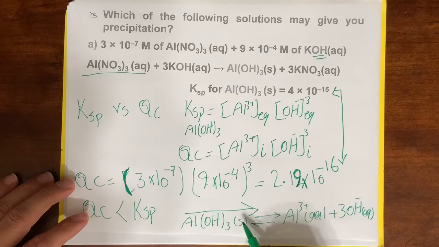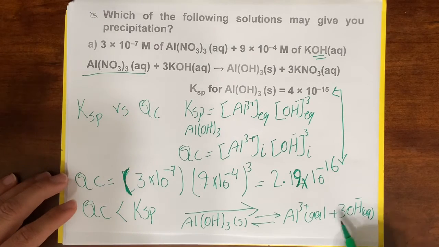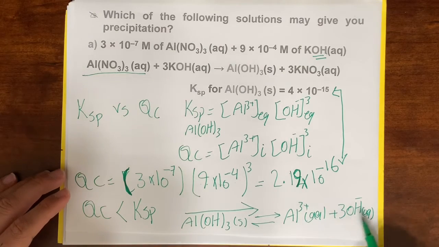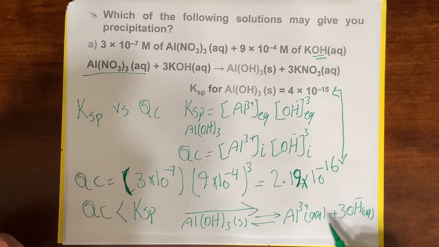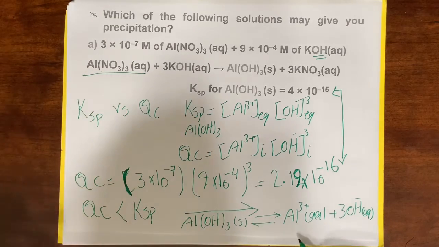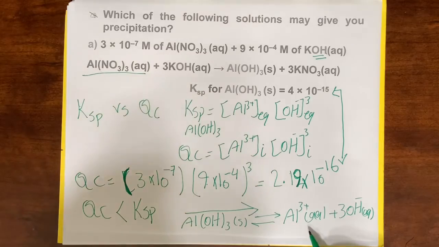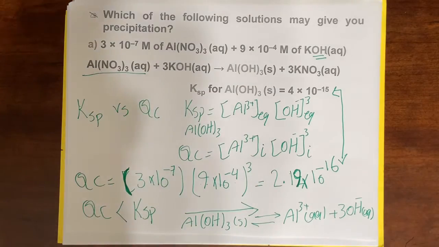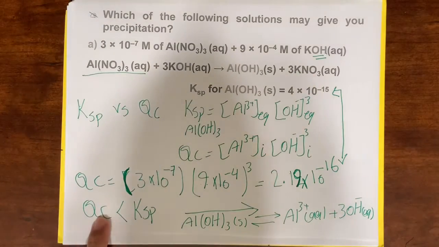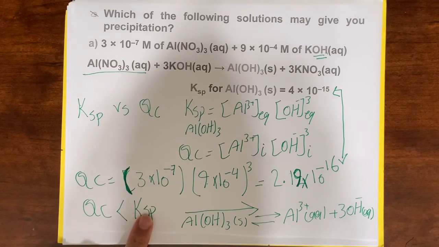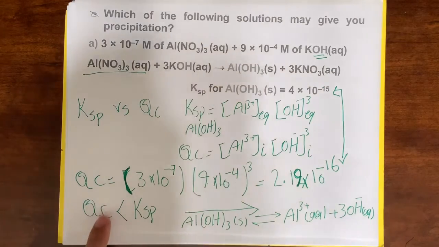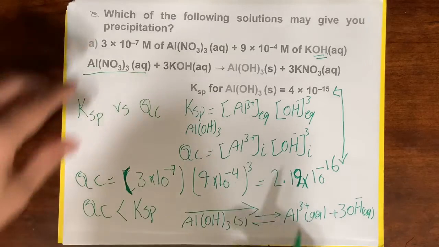Okay. So the reaction is going to go to the right side. We're not going to get solid. We need more iron inside the solution. We did not reach the equilibrium concentration, so we have to keep dissolving. If QC was bigger than KSP, then the reaction will go to the back side and we will see precipitation. So in this case, we're not going to see precipitation.